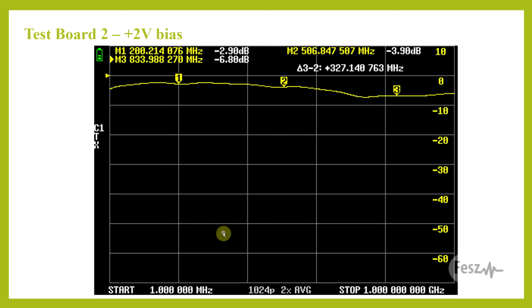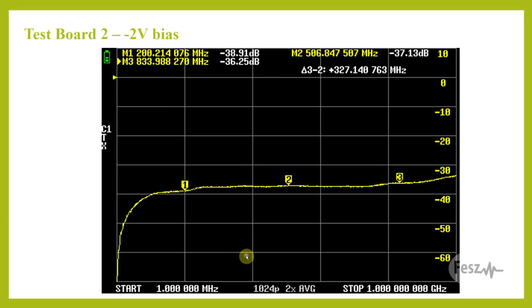Then I applied a 2 volts control bias. The channel I was measuring was in conduction, so this gave a relatively low amount of attenuation, somewhere in the -3 to -7 decibels. And then, by reversing the bias, so applying -2 volts, we got quite a bit of attenuation, somewhere in the -36 to -39 dB.